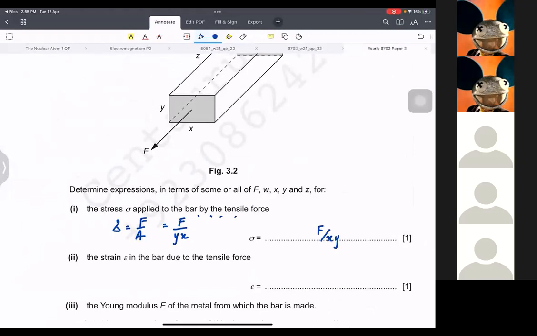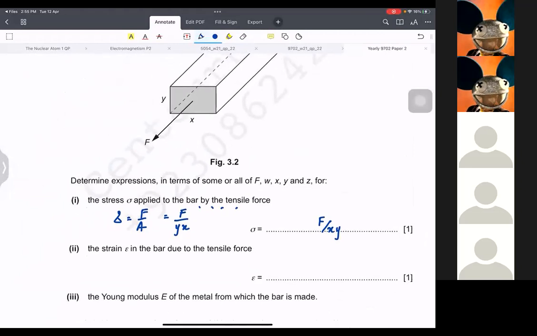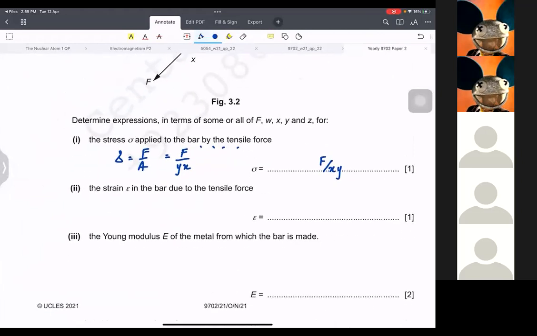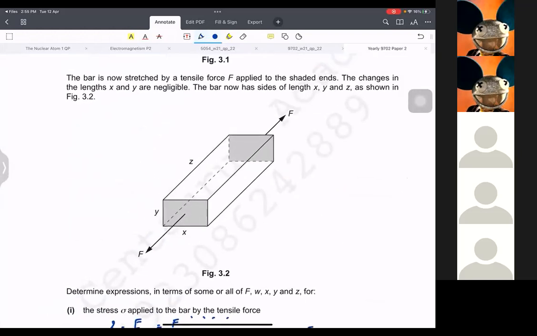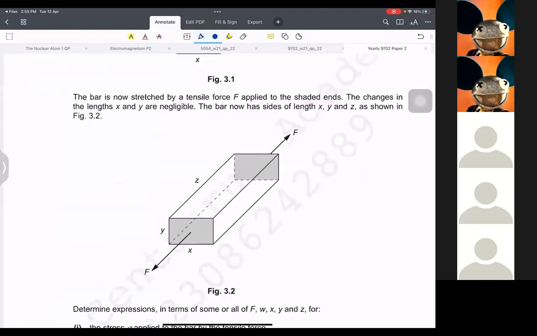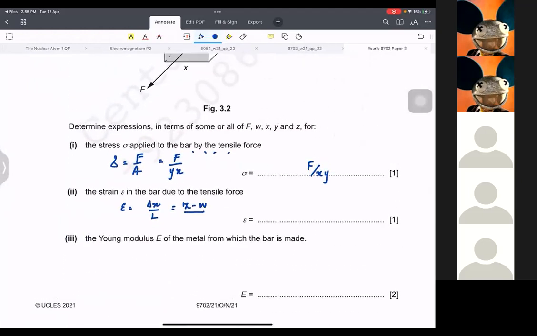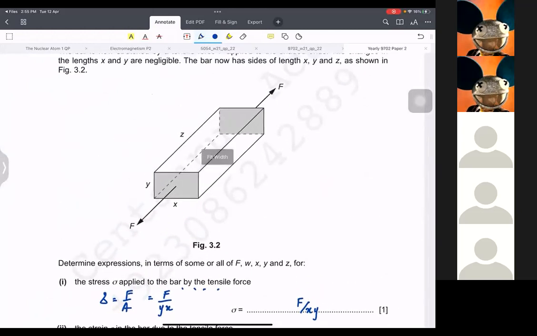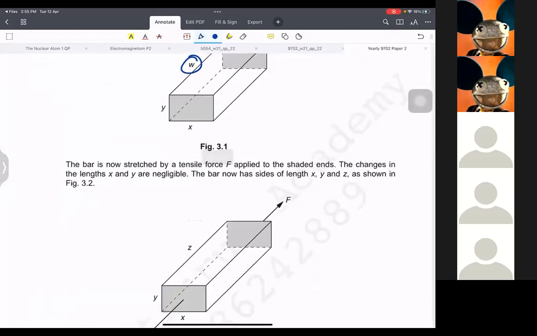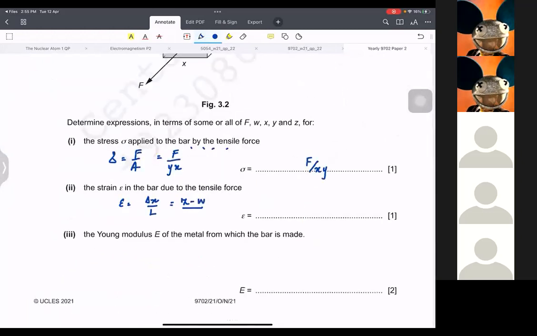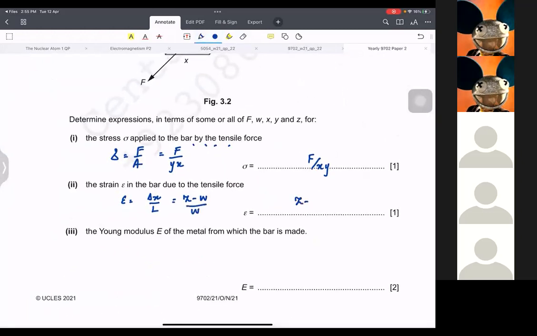Okay, then what do you do? The strain in the bar due to the tensile force. So strain is change in length over original length, right? So it's a ratio. So the change in length, what was it? Earlier the length was W. Now it's Z. So Z minus W, divided by the original length, what was it? W. So Z minus W over W.